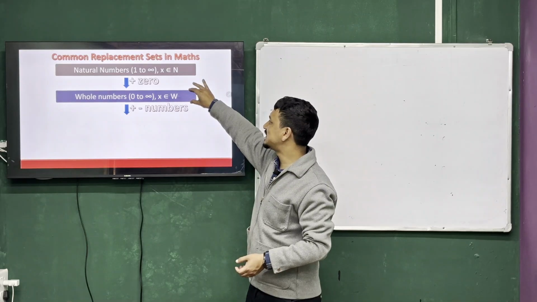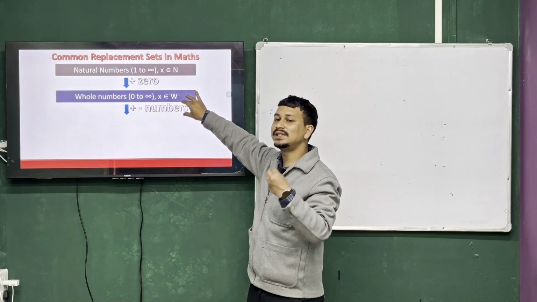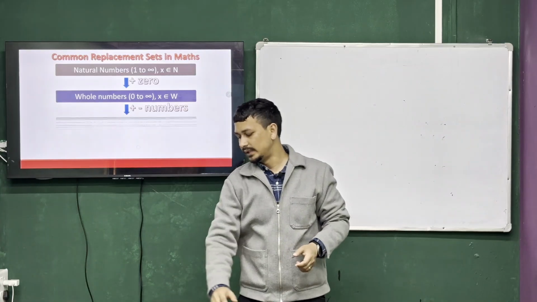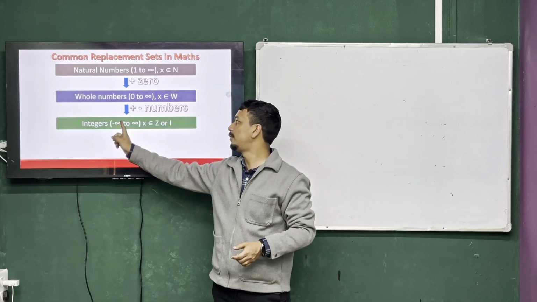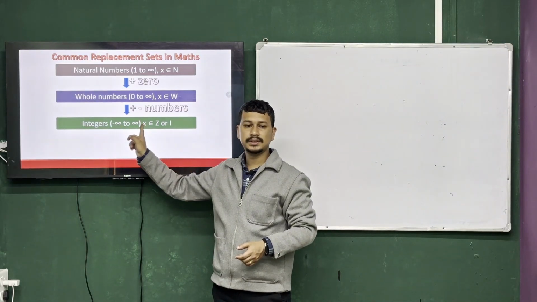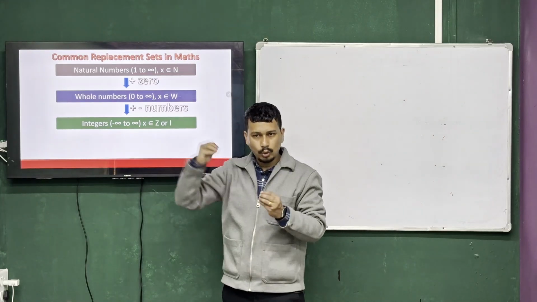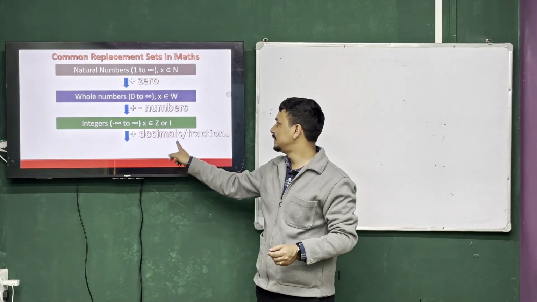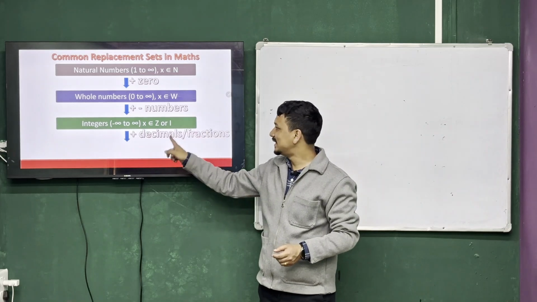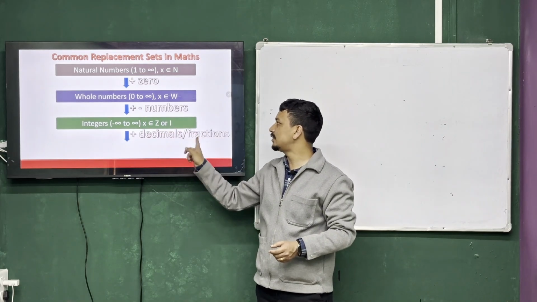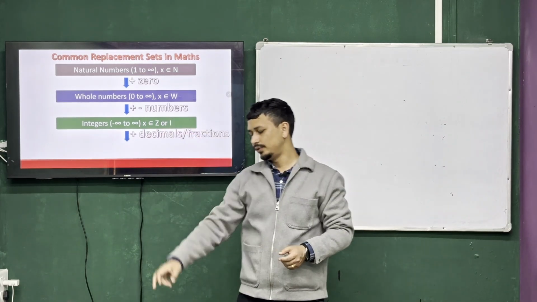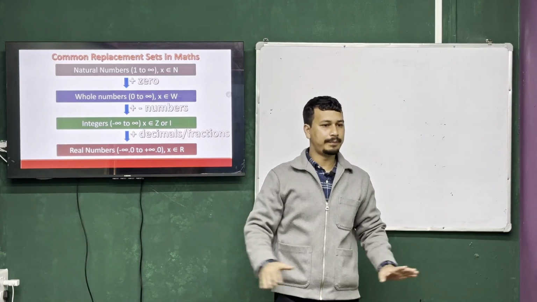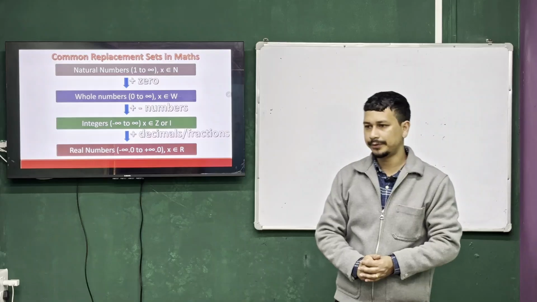So in the whole number set, if you add all the negative numbers, you will get integers. So it will be from minus infinity to infinity. Now the only numbers left are what? The decimals or the fractions. Now if you add decimals or fractions to integers, then you get real numbers. This is basically all the numbers that you will see in your book.